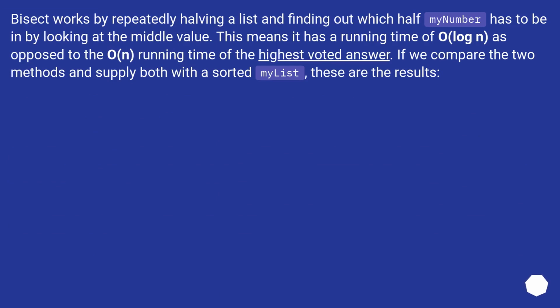Bisect works by repeatedly taking a list and finding out which half my number has to be in by looking at the middle value. This means it has a running time of O(log n), as opposed to the O(n) running time of the highest voted answer.